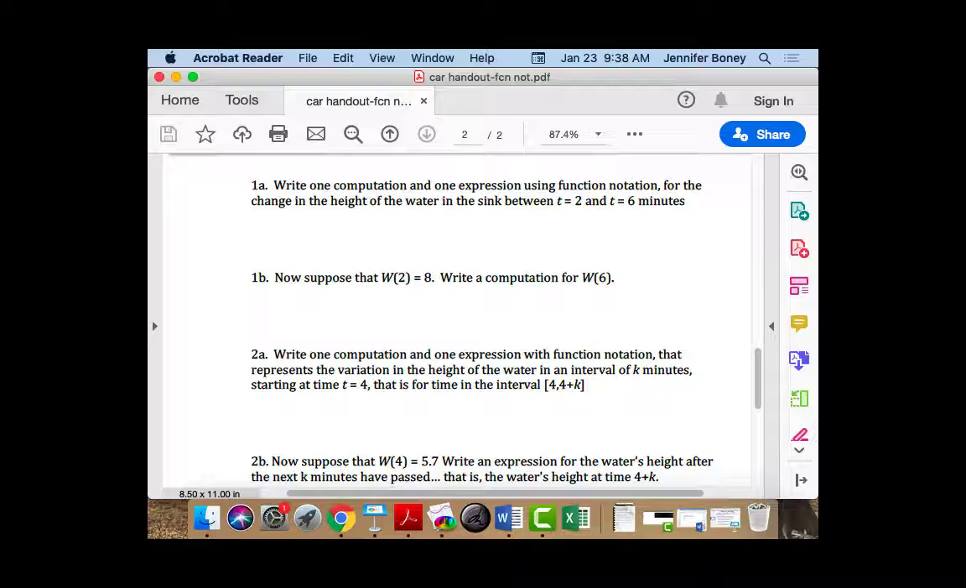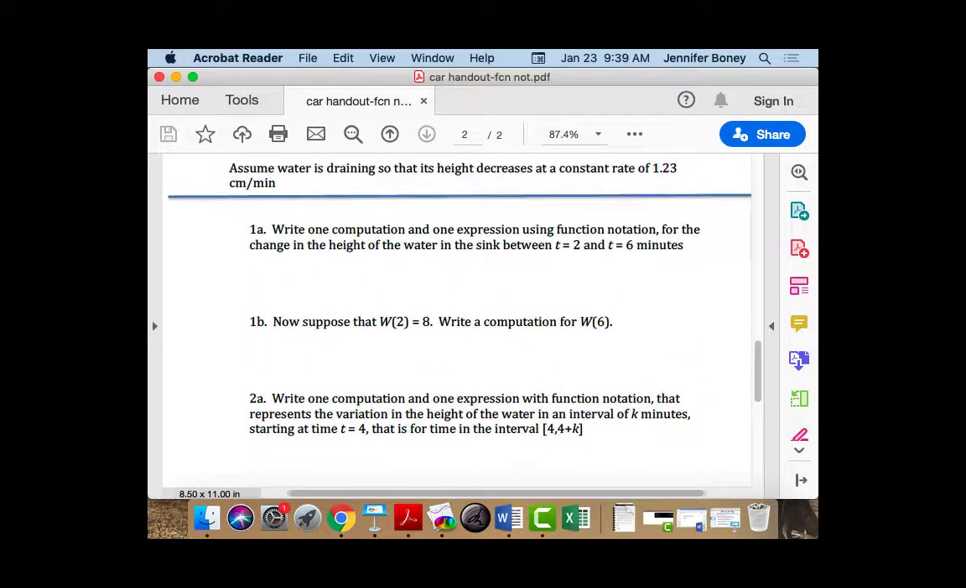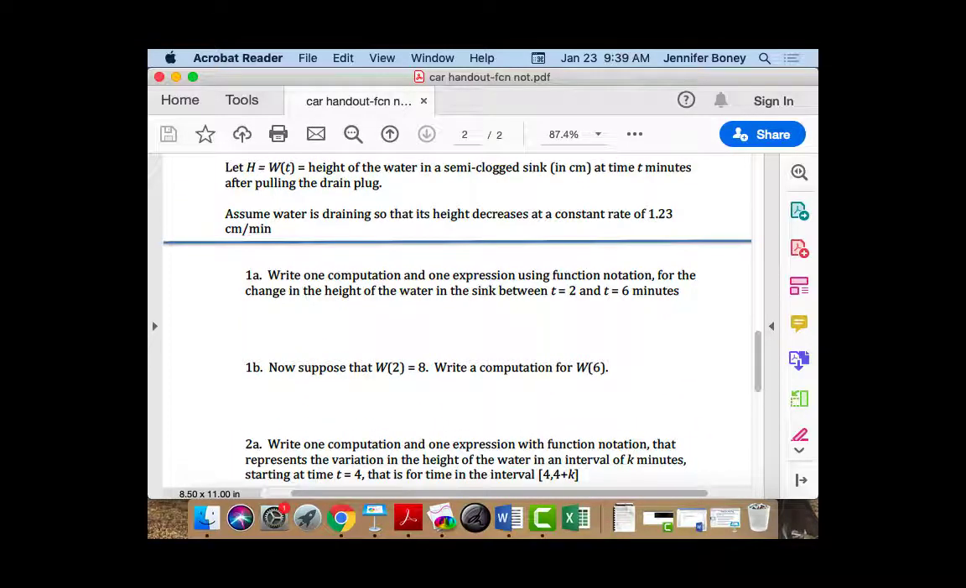But question 1, A and B, kind of go together. That's why they're 1A and B. Part A, write one computation and one expression using function notation for the change in the height of the water in the sink between time 2 and 6 minutes. So thinking about what we were just doing with dy and m dx, that sort of thing.